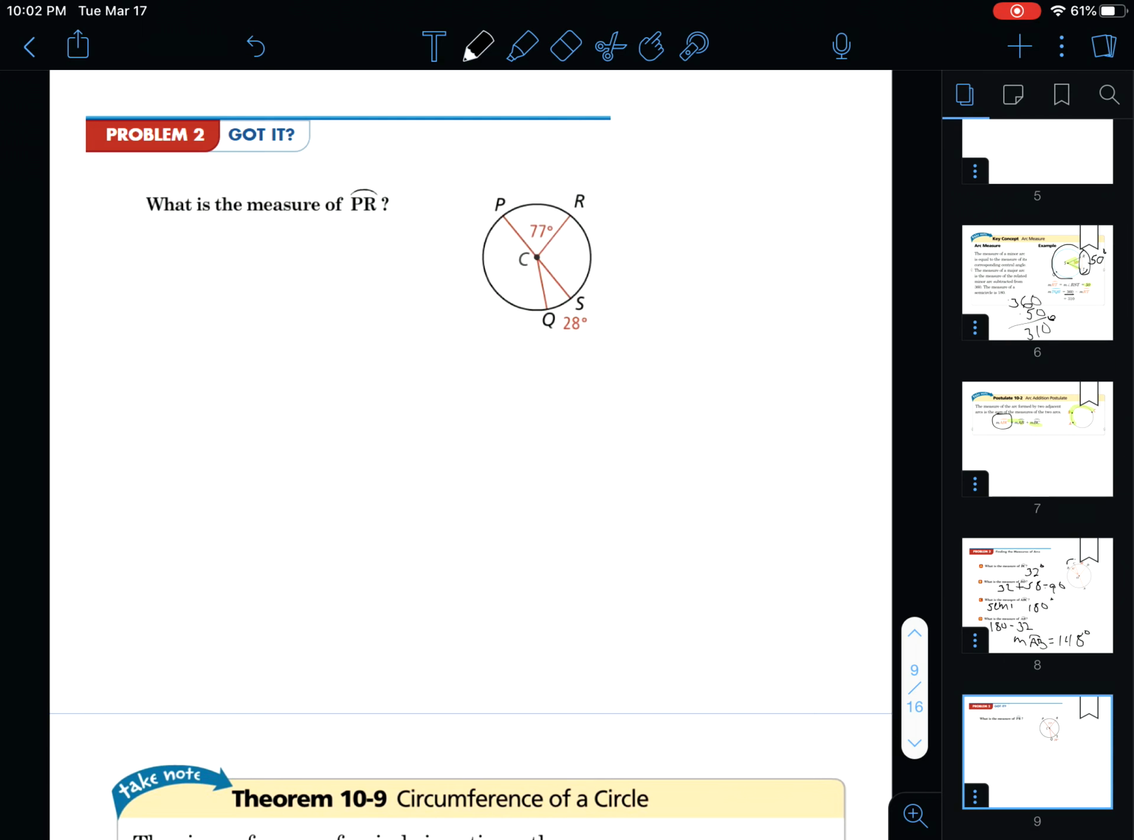So what's the measure of PR? If you match it to this central angle, PCR, at 77, the measure of arc PR is 77 as well.